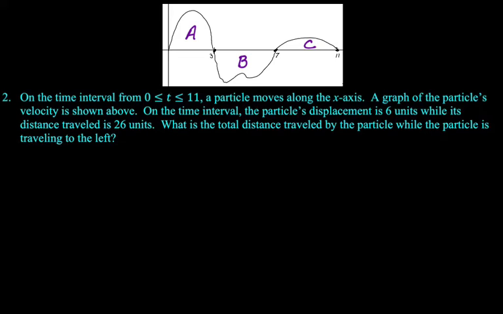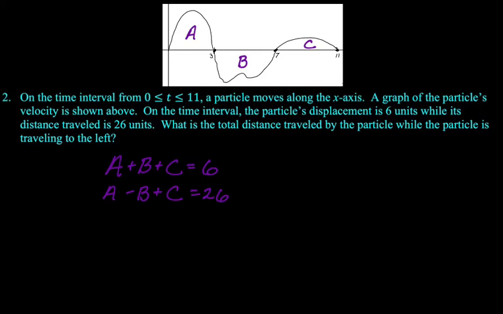The displacement is just the sum of the signed areas, so that should just be A plus B plus C, and that's going to be 6. So that's one equation. The distance traveled is 26. That's where any place this is negative, we take the absolute value, or the opposite of it in this case. So that would be A minus B plus C is equal to 26. So I need to basically figure out what B is. I need the absolute value of B, right? Because that's when we're moving to the left.